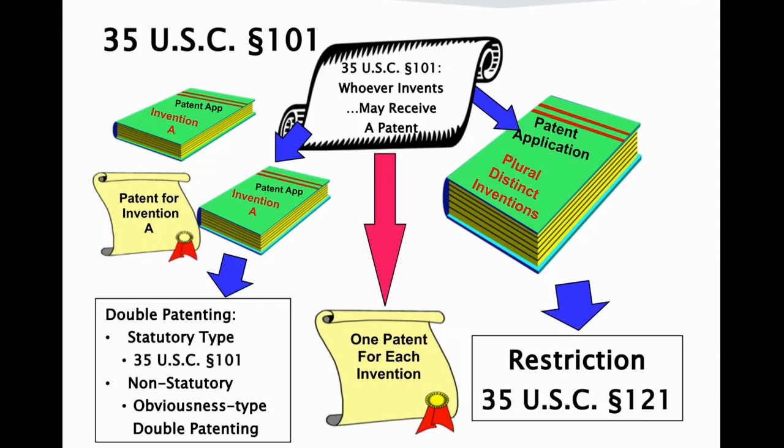When multiple patents are sought for a single invention, issues of double patenting are raised. Note that there are two types of double patenting, statutory and non-statutory. Double patenting will not be discussed in detail here, but will be covered in a separate presentation. When a single patent application claims plural distinct inventions, possible issues of restriction may exist. As indicated earlier, this class will cover restriction.